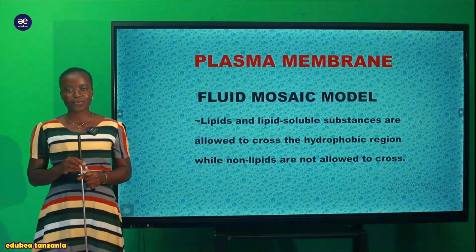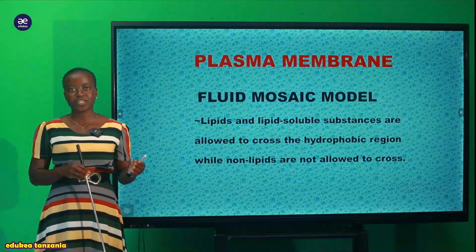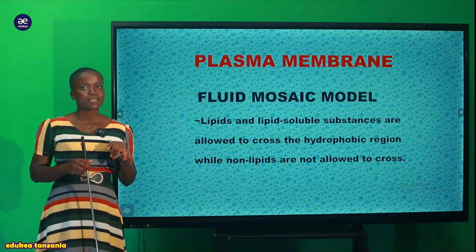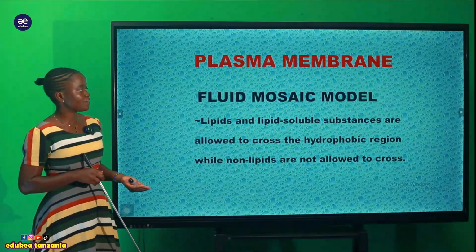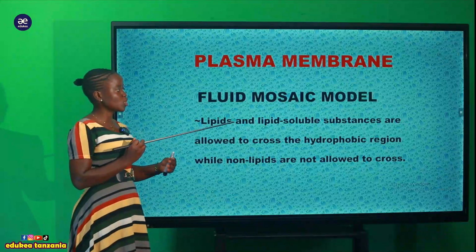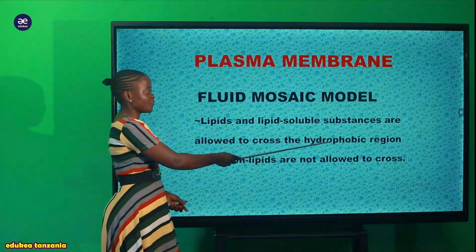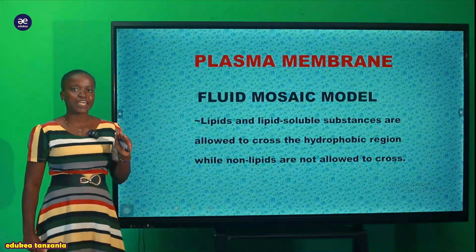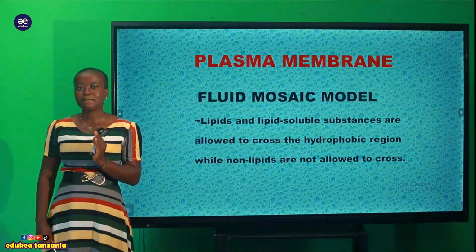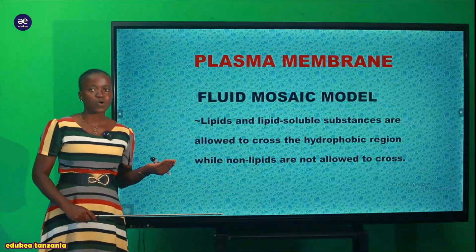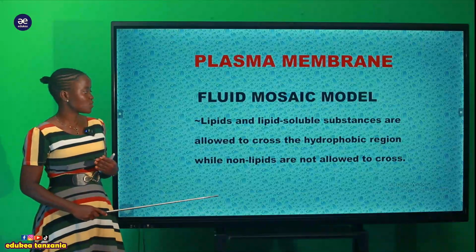Remember, within this model, that is the fluid mosaic model, they said there are two parts found in the phospholipid bilayer, the hydrophobic layer and the hydrophilic layer. According to their observation, lipid and lipid soluble substances are allowed to cross the hydrophobic region. Remember, hydrophobic means water hating. So it allows other materials apart from water. The materials which are allowed to pass through this hydrophobic region are lipid and lipid soluble substances.